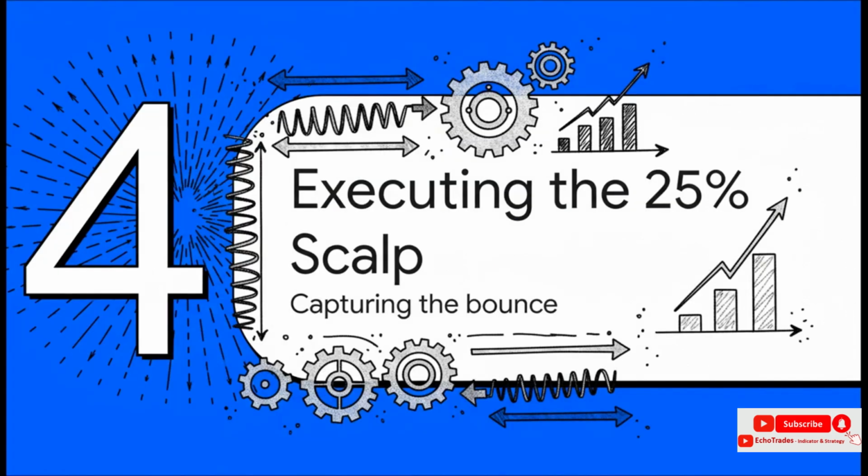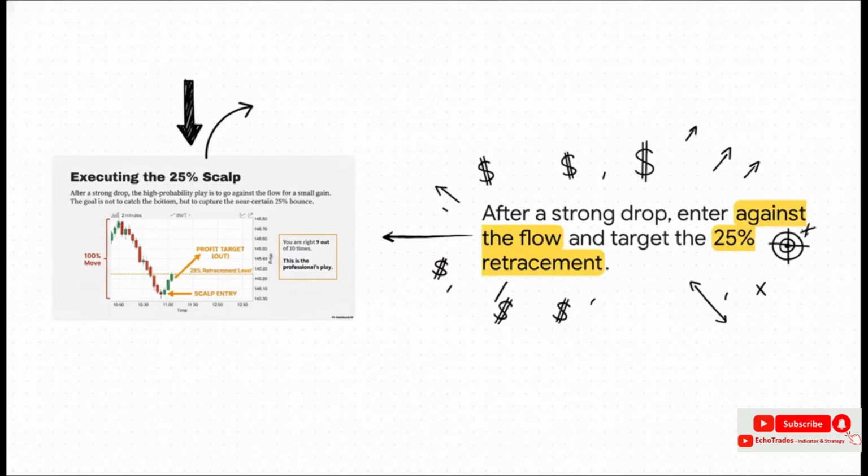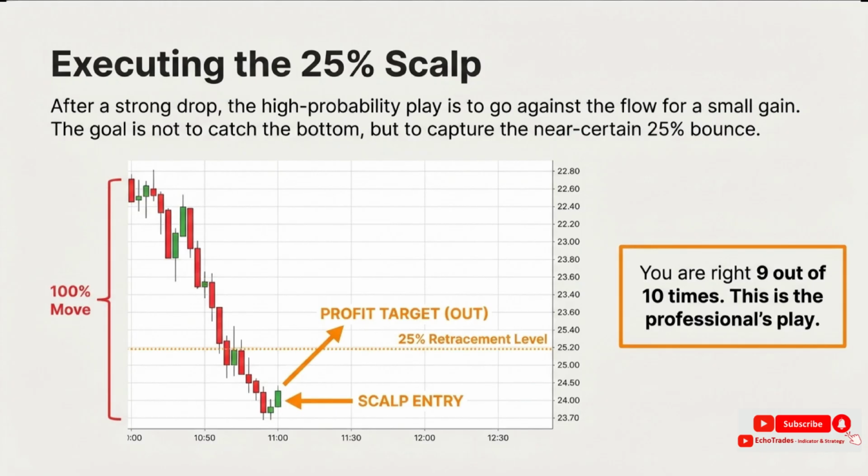All right, now that we have that core probability locked into our brains, let's get into the nitty-gritty. How do we actually execute this to capture that bounce that's so likely to happen? The execution is actually really straightforward. Once you see that strong drop, the play is to step in and buy against that downward flow. Now, you're not trying to be a hero here. You're not trying to catch the absolute bottom tick. Nope. You are simply trying to capture that super probable 25% bounce. You get in, you set your target, and you collect your small win. And you're right 9 out of 10 times.